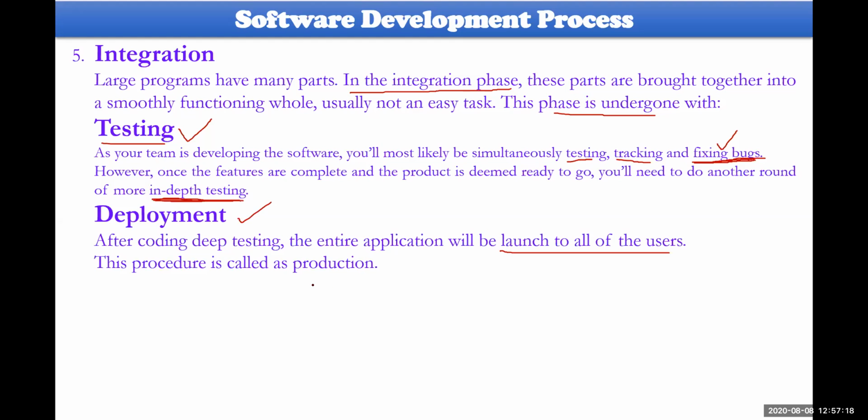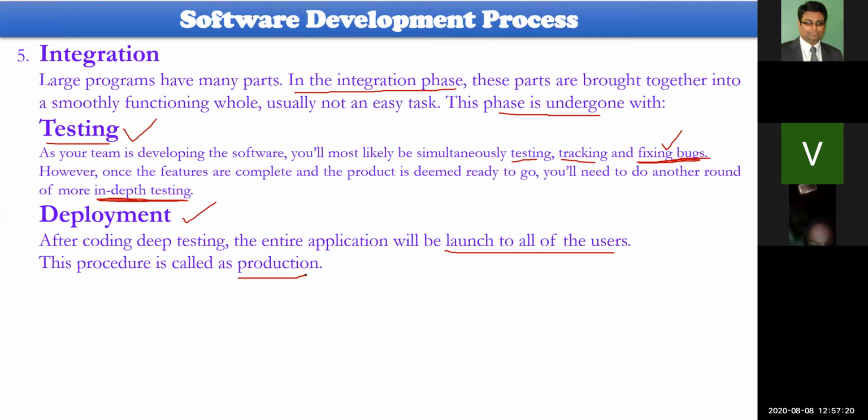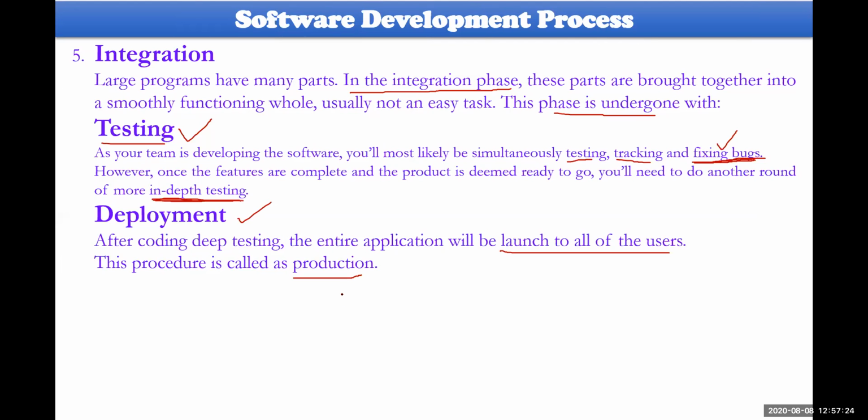And of course this is also called a production stage. Once it has been produced, it will be available for all users, not exactly the development people. All users could have it. And then finally, the last and final thing is maintenance.